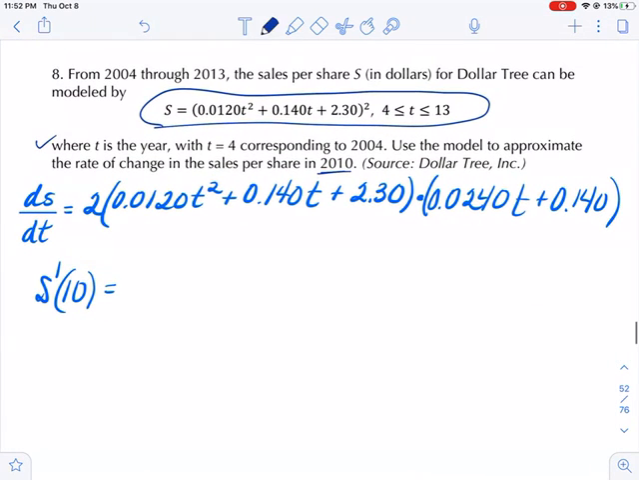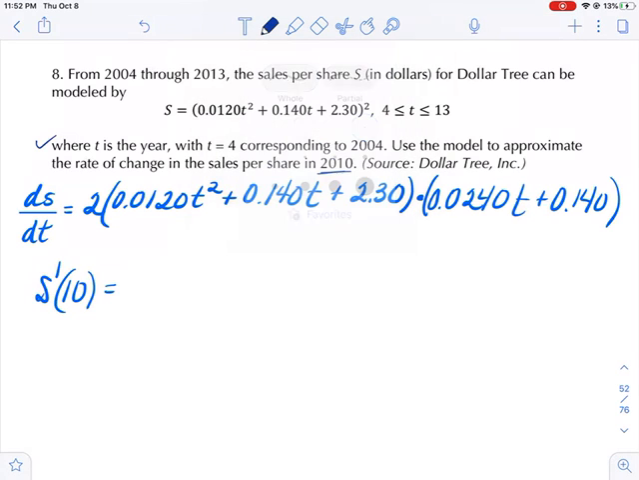Okay, so I've done the derivative already. So what I did is I brought the exponent around front using the chain rule. We're doing the power rule first. So that is the derivative of the outer function. And then I'm going to take the derivative of the inner function, and I get this. So if you want to know what the rate of change in sales per share in 2010 is, you're just going to plug 10 in. You're just going to say 2, and you can put this in a calculator if you want.